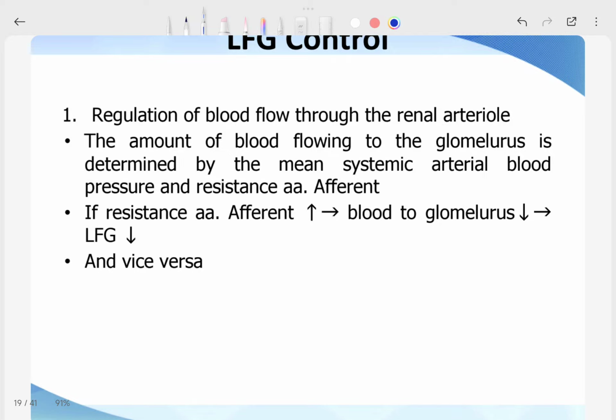In this one, if the afferent arteriole... Oh yeah, I think you need to know first. The arteriole is the blood vessel located before the glomerulus. If you look at the anatomy, it starts from the afferent arteriole, goes to the glomerulus, and goes out through the efferent arteriole. So the afferent arteriole is the one before the glomerulus.